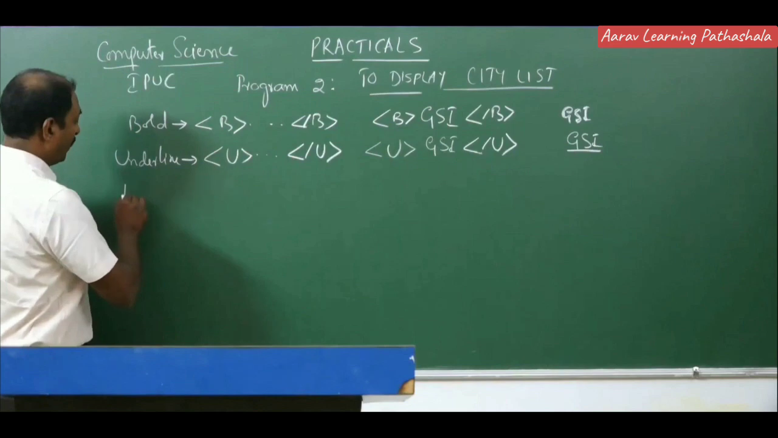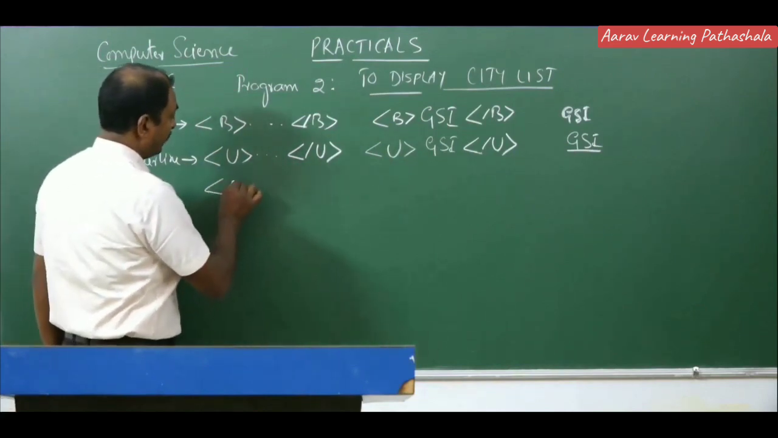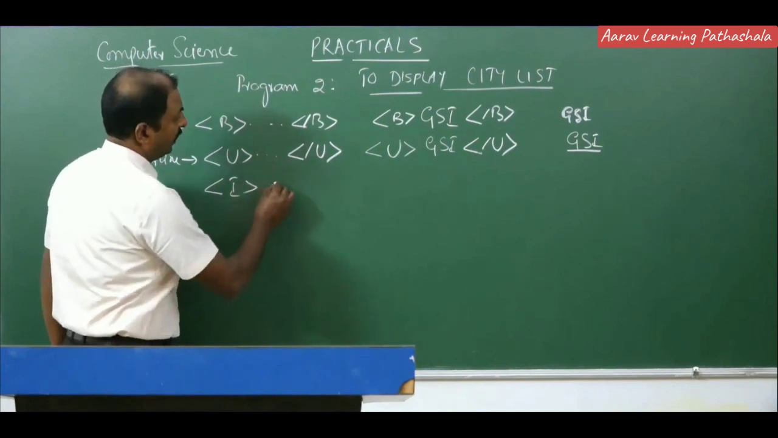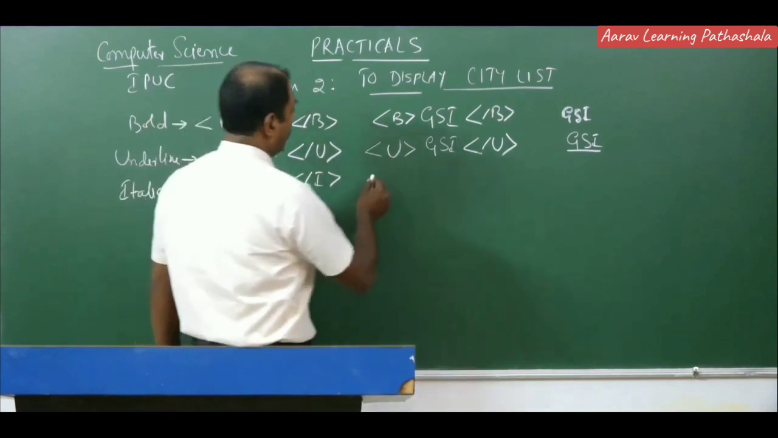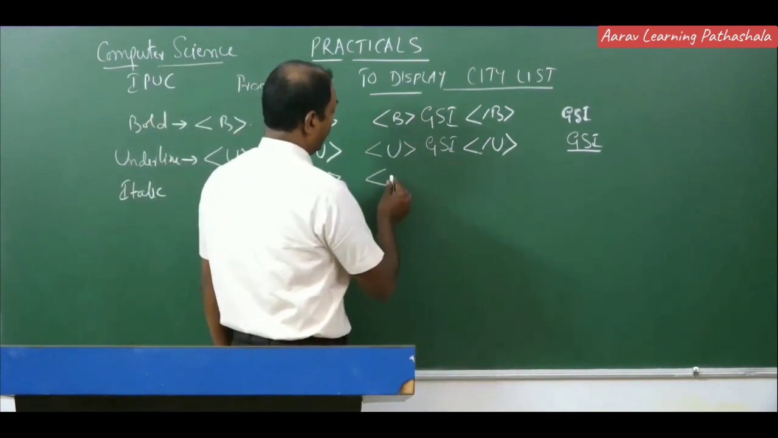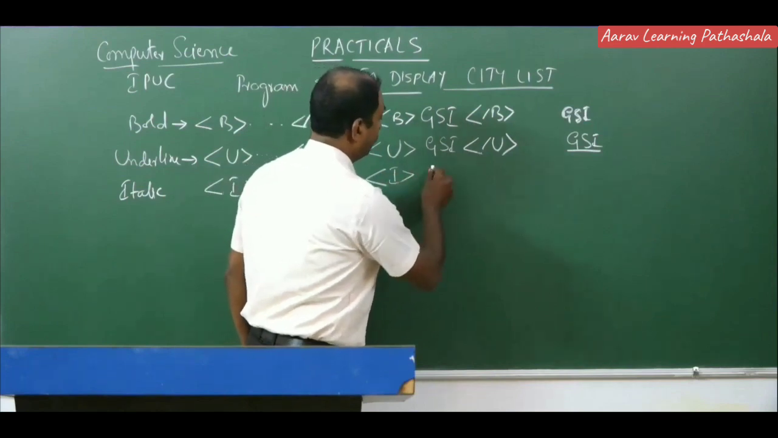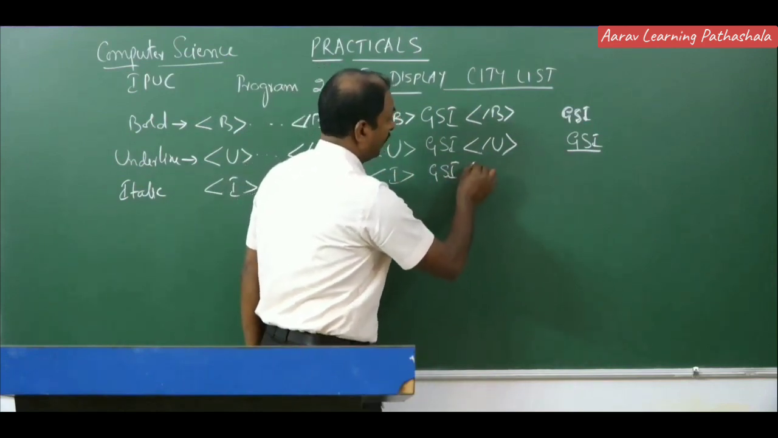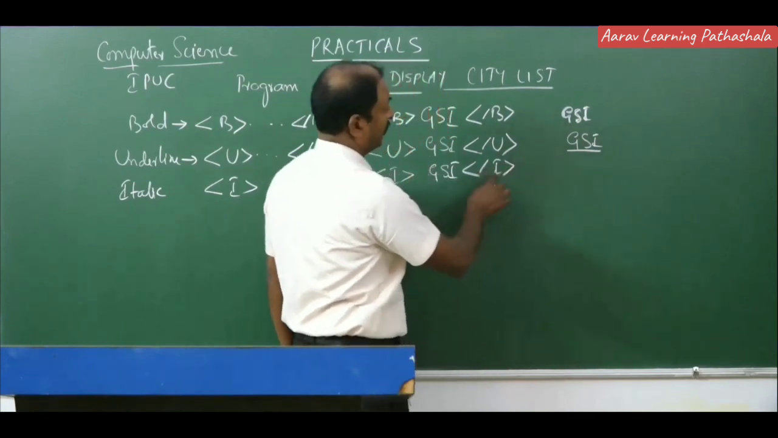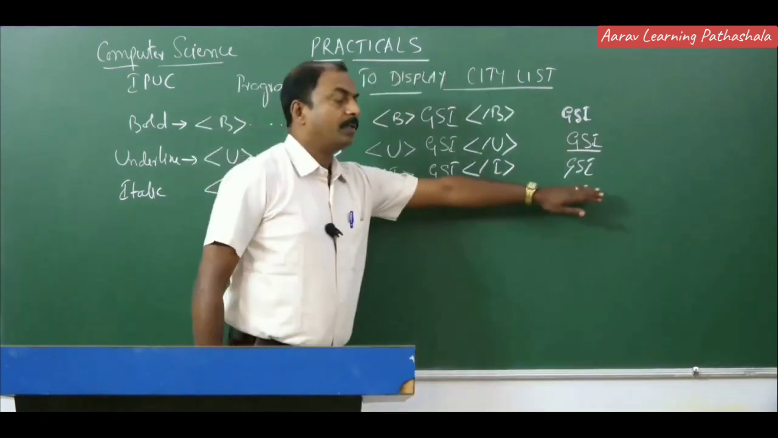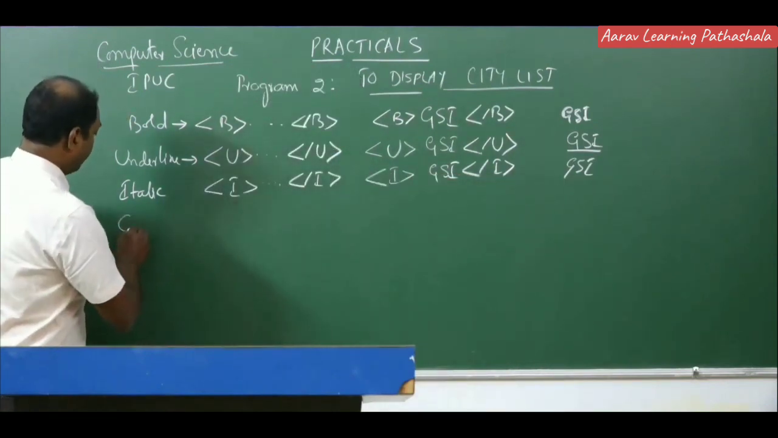One more tag is for italic. The italic tag is I, and this tag is used to display content in italic format. For example, if I write here GSI and again you have to close with the close tag, it will appear in italics. Next tag is the center tag.